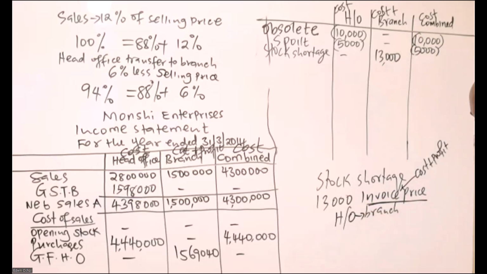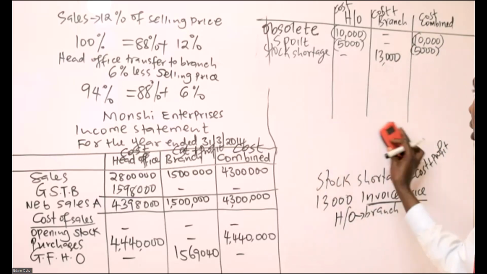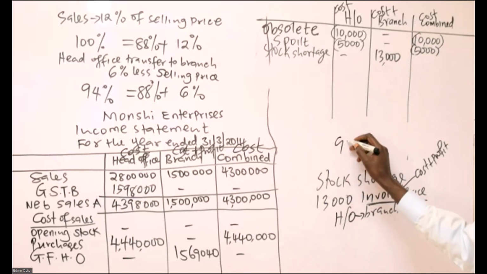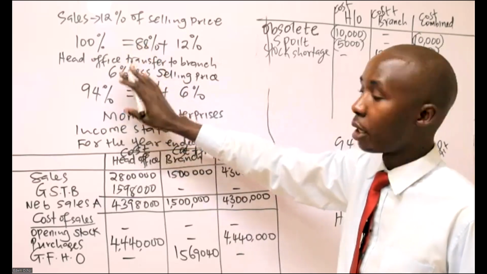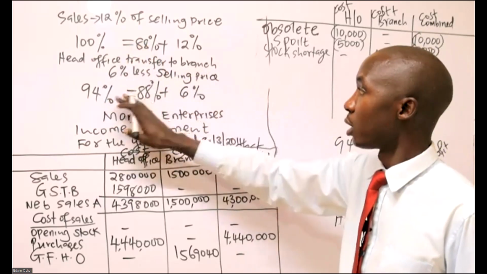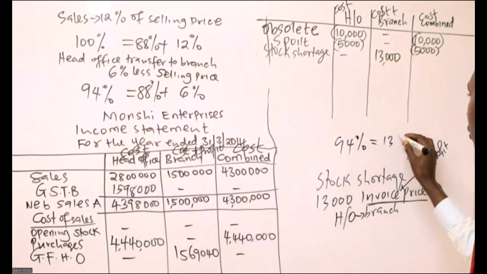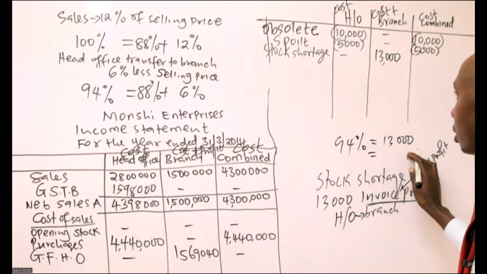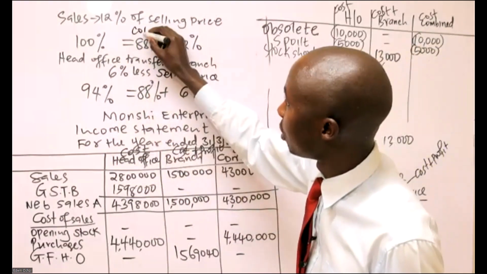The 13 was invoice priced by head office to branch. So meaning that these goods were sent to the branch at 94. These percentages are very important. When the head office was making any transfer to the branch, it transferred at 94%. So the 13 is at 94. So we need the cost. So this is the cost, because this is cost plus profit.